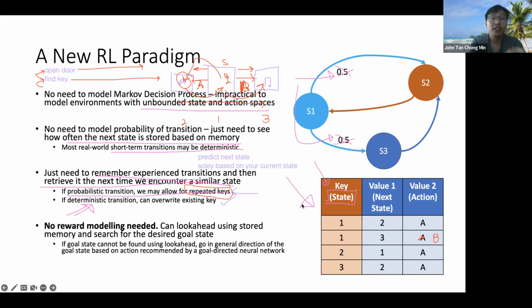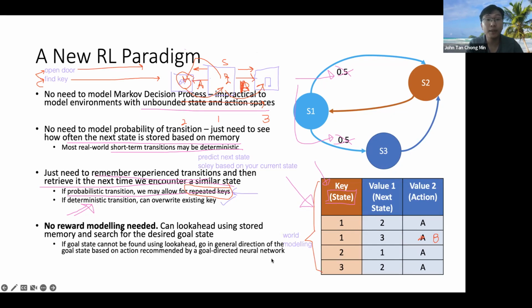No, it's different. This table is just doing the world modeling. It's not even the goal-directed part yet. Instead of using a neural network to do the world modeling, I'm just using a table to do it. Of course, if you were to use a neural network, it'll be fine as well.